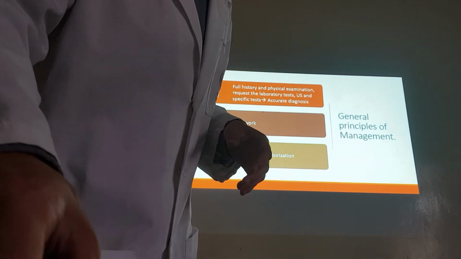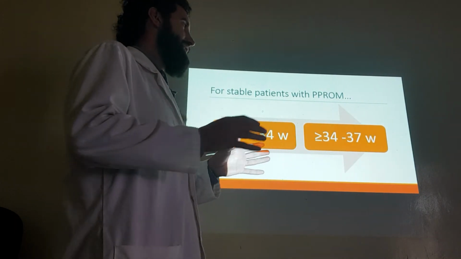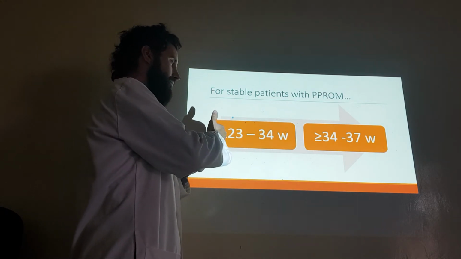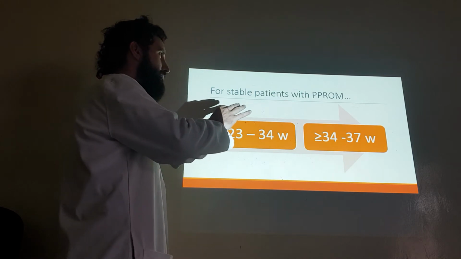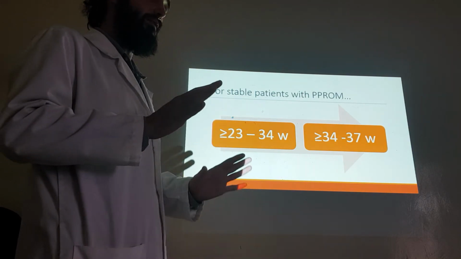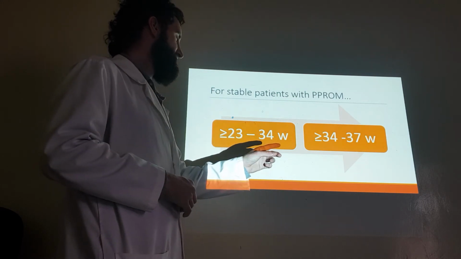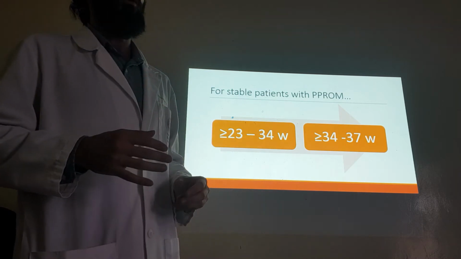Okay? And we will divide the management of the PROM in these two cases. We put this limit because of the viability of the fetus, okay? So for a stable patient with PPROM, stable patient, over 23 to 34 and over 34 to 37 weeks, okay?